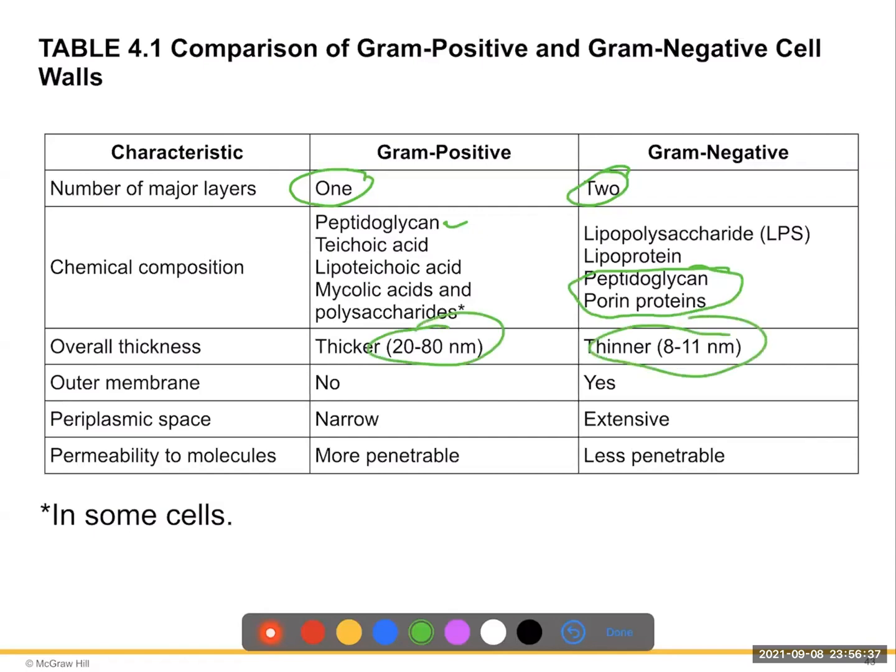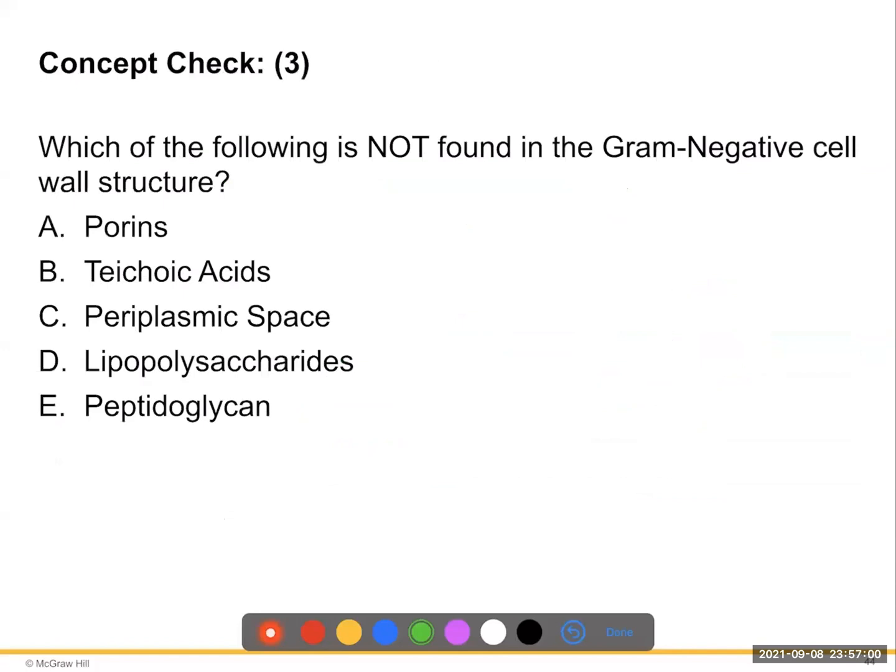There's no outer membrane on the gram-positive. There is an outer membrane on the gram-negative bacteria. Periplasmic space is very narrow in the gram-positive because it's such a large layer, it squishes it down, and it's extensive in the gram-negative. Okay. Gram-positive permeability to molecules is less penetrable, and the gram-negative is more penetrable. Which of the following is not found in gram-negative cells, but is only found in gram-positive?